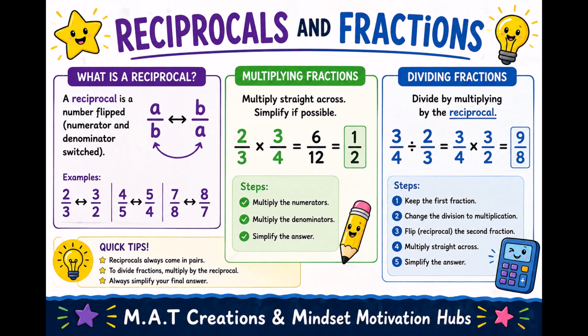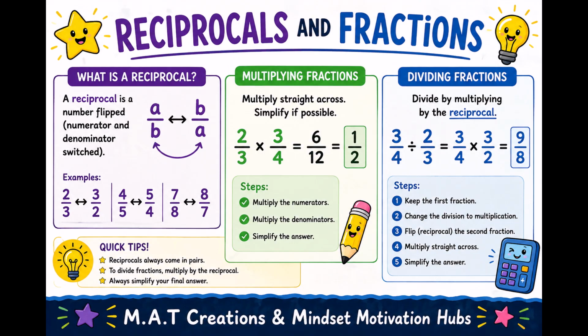Finally, simplify the fraction. Both 6 and 12 can be divided by 6. That gives us 1/2. So 2/3 times 3/4 equals 1/2, half. Now we're going to divide fractions.